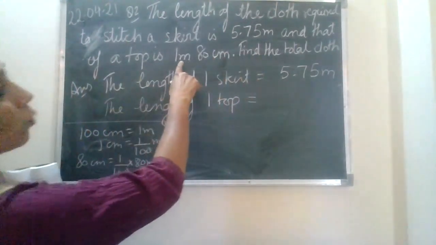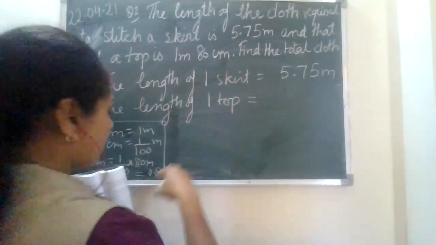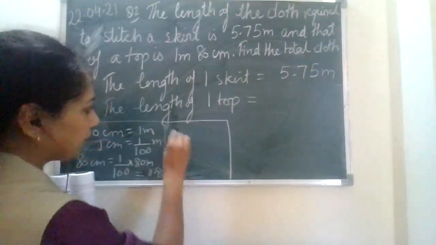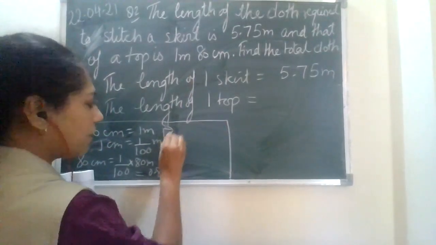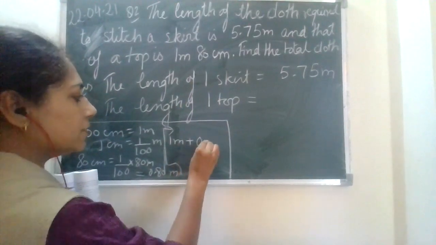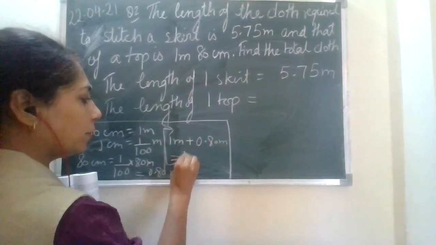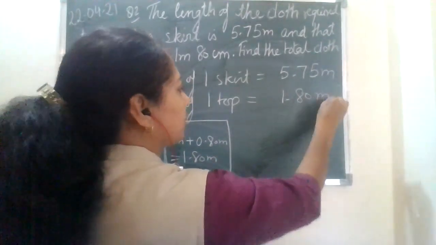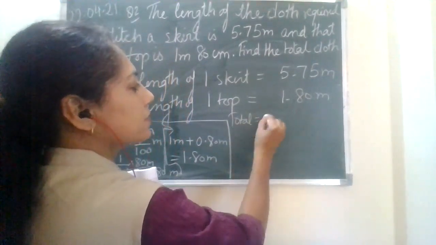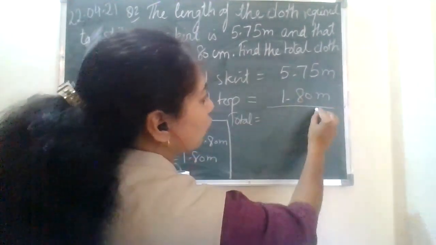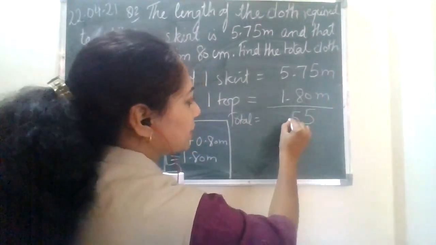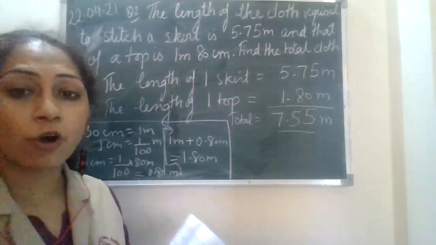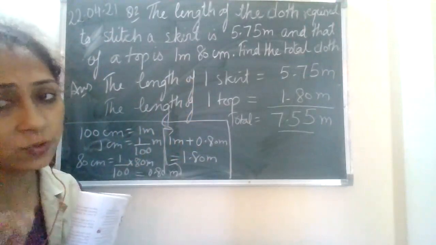So how are you going to get it? 1 meter plus 0.80 meter will come out to be 1.80 meter. So here we can write 1.80 meter. So the total cloth required is, we will add up both. 5, 7 plus 8 is 15, 1 carry, and we get 7.55 meter of cloth required to stitch one skirt as well as one top.